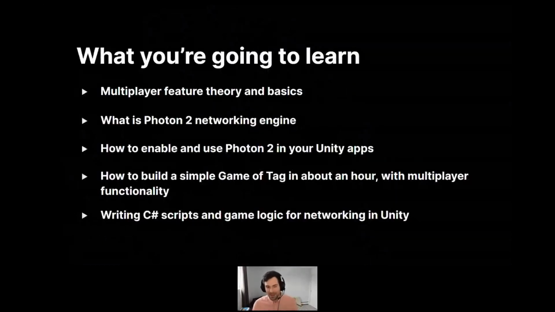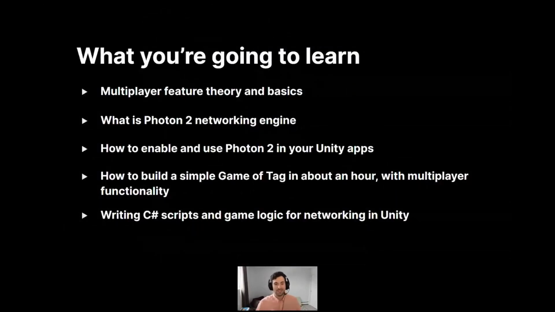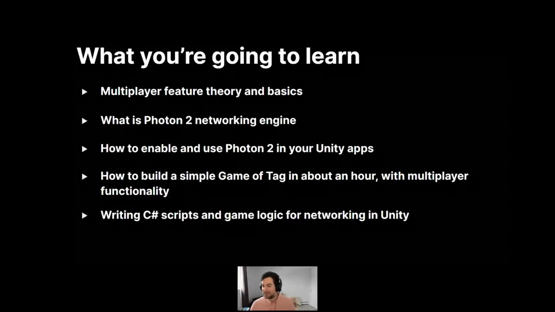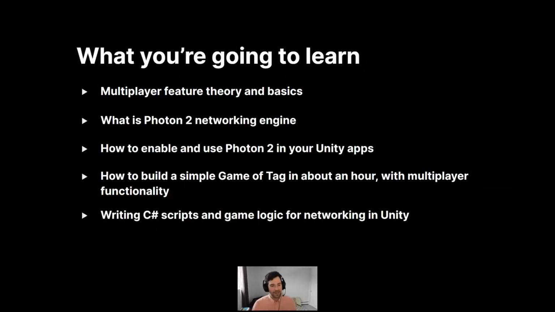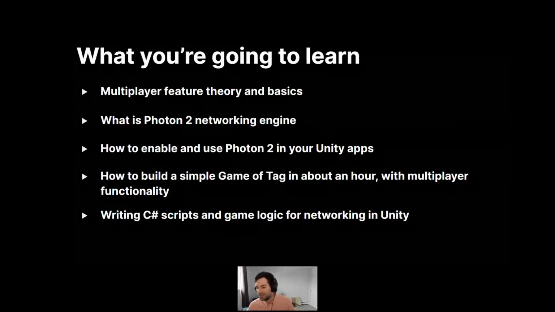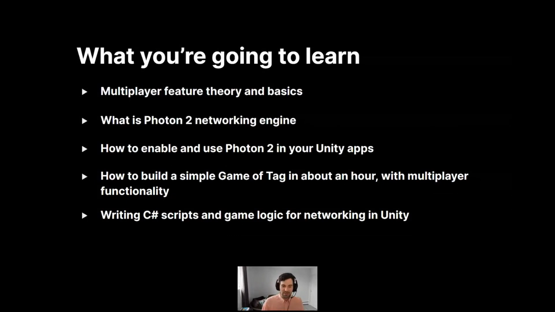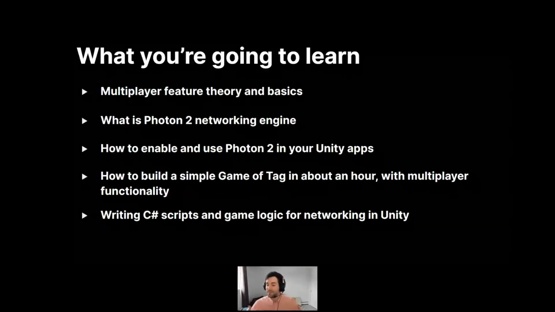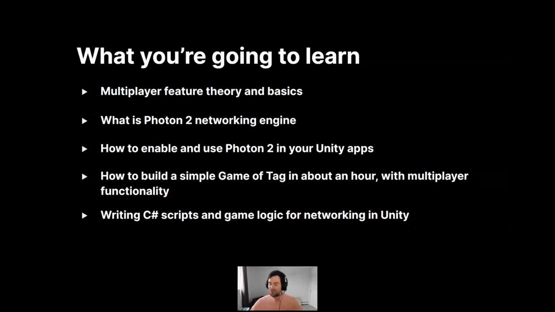Now that you've learned a little bit about us, what are you going to learn today? Well, today we'll be covering multiplayer feature theory and basics. We'll also be covering what the Photon 2 networking engine is. Then we'll be going into how to enable and use Photon 2 in your Unity apps, as well as how to build a simple game of tag in about an hour to an hour and a half with this multiplayer functionality. We'll also be writing C# scripts and game logic for networking in Unity. And again, this is going to be for more advanced people here on the workshop. If you're a beginner, feel free to stick around and soak this all in.